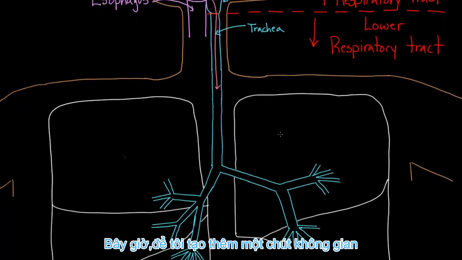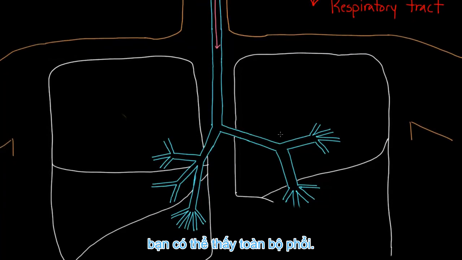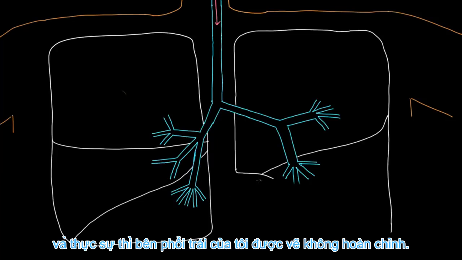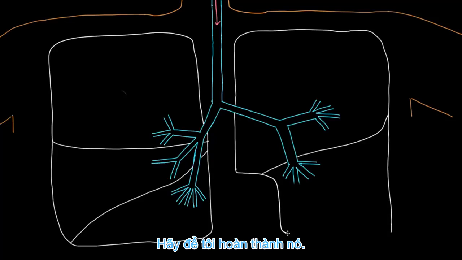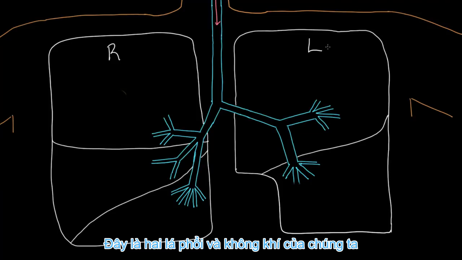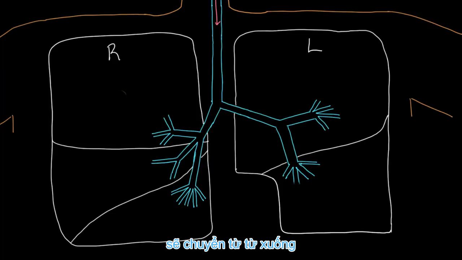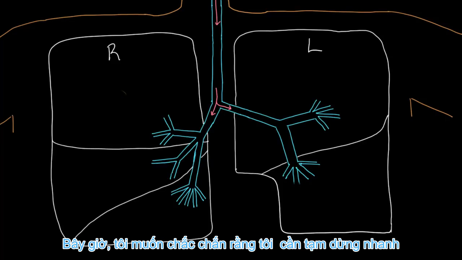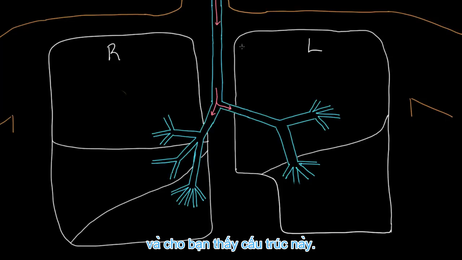So now let me just make a little bit more space so you can see the entire lungs. You can see the molecule is going to go through the trachea, and actually I have my left lung incompletely drawn. Let me just finish it off right there. So we have our right and left lung, right? These are the two lungs. And our air is going to just kind of slowly pass down. Our molecule of oxygen is going to pass down, and it's going to go either into the right lung or the left lung.